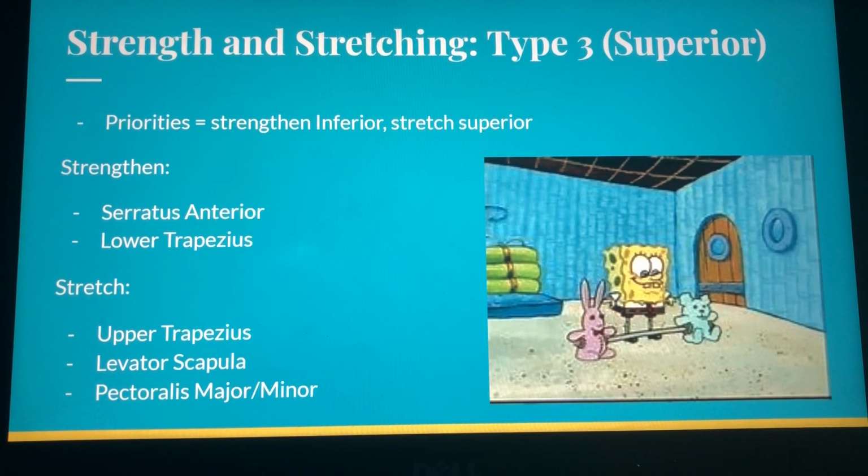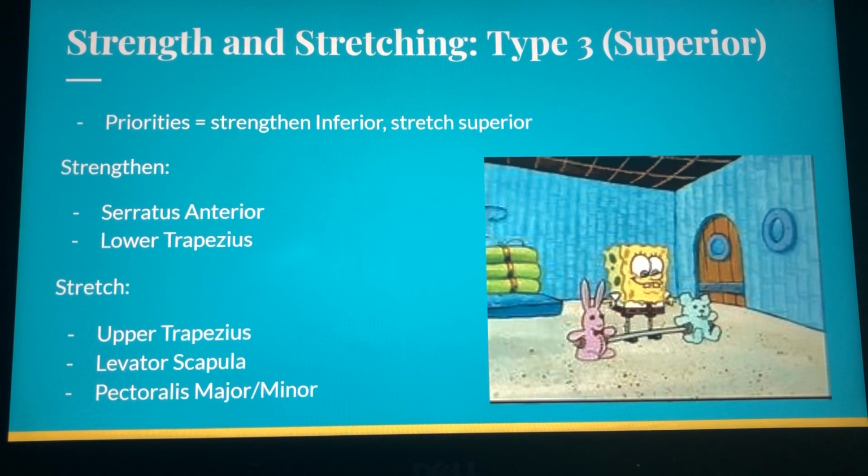For type 3 dyskinesis, which is where the scapula raises superiorly, the priorities are to strengthen the inferior and stretch the superior. All this stuff is common sense, but the more you hear it, the more it's going to be ingrained. To strengthen, you want to focus on the serratus anterior again and the lower trapezius. Both those have been mentioned in previous slides, so we're not going to go over exercises for those now. You want to stretch the upper trapezius, the levator scapula, and the pectoralis major and minor. So anything that pulls the scapula up, you want to relax it so that the scapula goes back down.